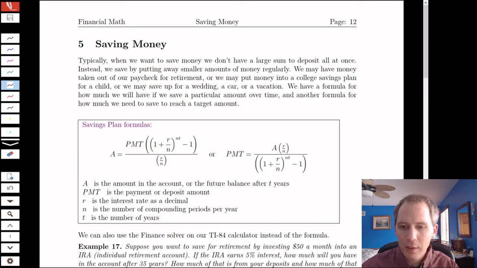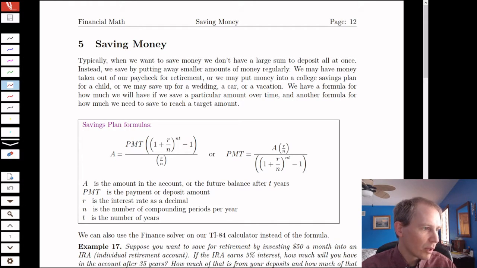What I want to do today is cover section 5 on saving money. We looked at simple interest, and that included things like borrowing and saving. That's fine and it works, but a lot of what we see in real life isn't simple interest. If you're borrowing from a friend, you might use simple interest, but anything to do with banks all uses compound interest.